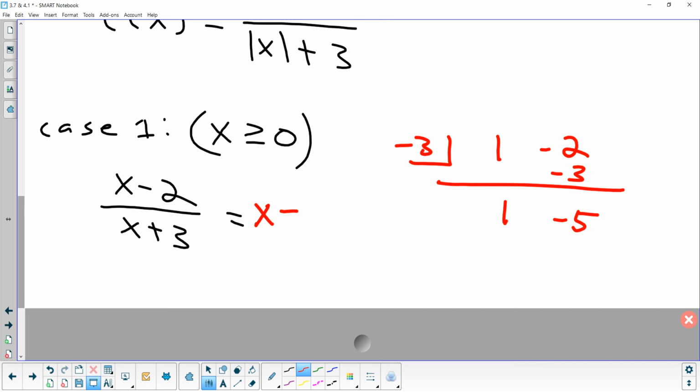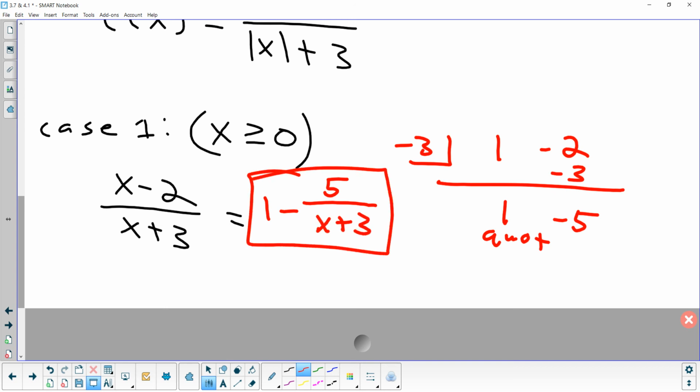So we can write this as 1x minus, let's see, my remainder over, I'm sorry, that's just 1. This is my quotient, and it's a constant. It's not an x. Sorry. 1 minus my remainder over my original denominator. That's what you get when you divide those using synthetic division.